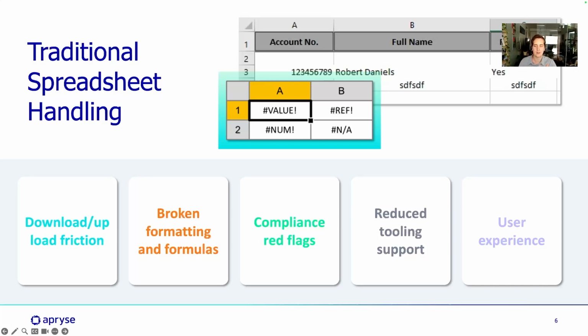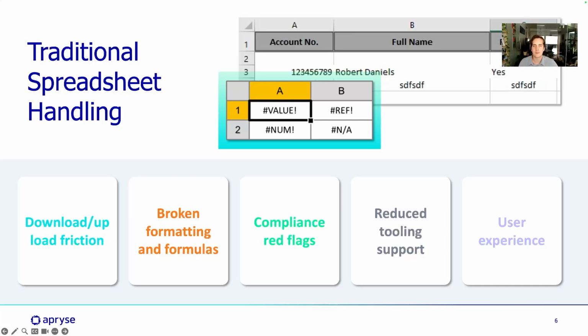The first one being download and upload friction. So what do I mean by that? Well, lots of firms have issue with version control. They'll have a centralized document management system or a portal where spreadsheets can be accessed. Users will download them onto their machine. They'll make changes. They might re-upload them. They might not. But you'll have different versions of the same file that are floating around, and it's hard to tell if the file that's part of the centralized resource, the document management system, or the portal, is actually the current version of it. It creates certain sensitivity and compliance issues.